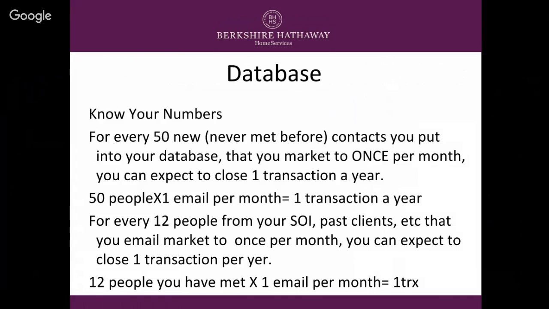And if you do have some sphere of influence here already, then that's going to be more powerful. Maybe you have 60 people that you're going to put into your database that are your past clients or your new sphere of influence. Then just from those 60 people that you market to once a month, you can expect to close 5 transactions just from there. So if you're wanting to close 12, you've got 7 more you need to close with brand new people. So you take 50 times 7, and that gives you the number of additional contacts you're going to have to bring in in order to really meet your 12 transaction goal.